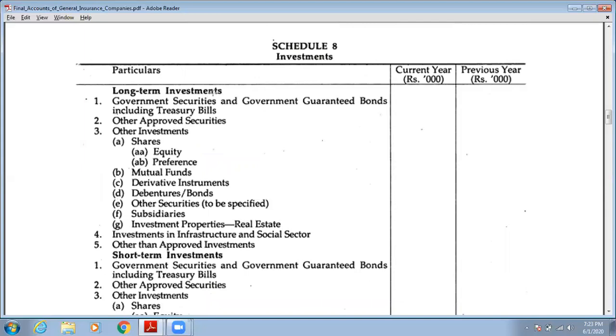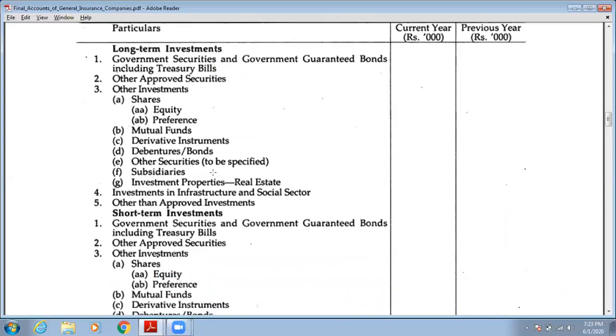Now there are two kinds of investment: long-term investment and short-term investment. So what is long-term and short-term investment? Those investments which can be converted into cash within 12 months of the balance sheet date will be included in short-term investment. Or the investment which can be converted into cash within 12 months of investment.